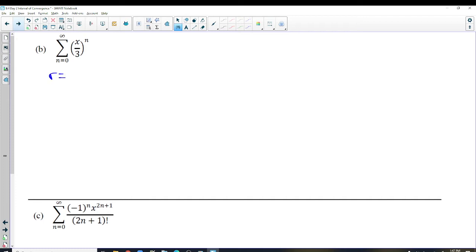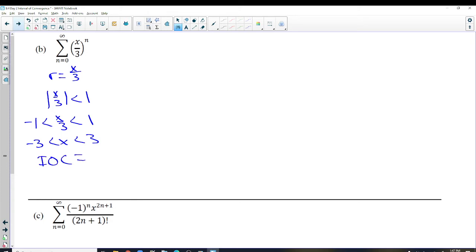So r is x over 3. Because that's what we're multiplying by every time, x over 3. We need the absolute value of x over 3 to be less than 1, because that's what geometric series says. Your r has to be less than 1. So negative 1 less than x over 3 less than 1. Negative 3 less than x less than 3. So the interval of convergence is negative 3 to 3. And the radius of convergence is 3 units.